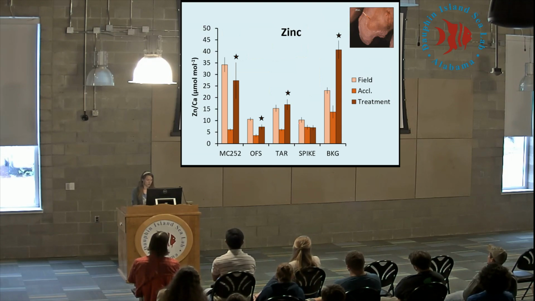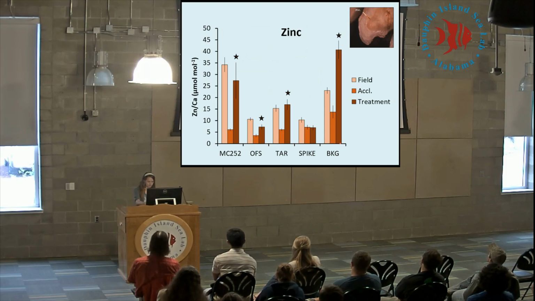Once the oysters were exposed to their respective treatments, the zinc levels once again rose, as indicated by this darkest color. There was a statistically significant difference between the acclimation period and the treatment period for all of my treatments except for spike. It is suspected that the reason for this is the spike oil may have been the most toxic, as indicated by lowest maximum growth.